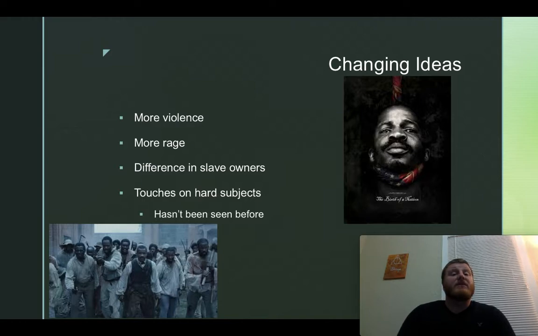I also think this film touches on a lot harder subjects, once again looking at the violence and the rage. As I said before, these things had not been seen in a lot of other films that discuss slavery. So I feel like this film did a good job of hitting on those points because that hadn't been seen before. And I believe that that's something that needs to be shown because it is a part of our history and we must learn from that in order to move on and to grow.